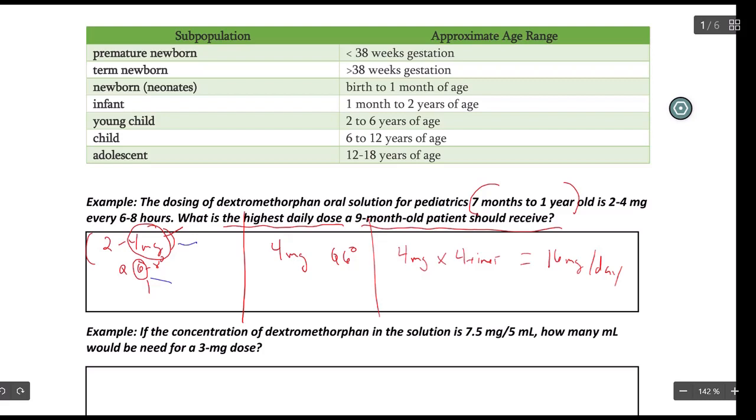Every 6 hours in a 24-hour period is how many doses? This is 4 doses. If it was every 8 hours, this would be 3 doses. So we're talking about Q6 hours is 4 doses. So that's 4 times a day, and that's why I'm going to be getting 16 milligrams a day. If I asked what the lowest was, the lowest would be 2 milligrams every 8 hours. Every 8 hours is 3 times a day, so 2 times 3 would be your 6.